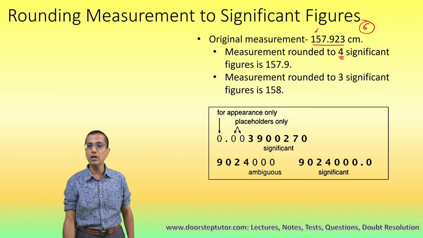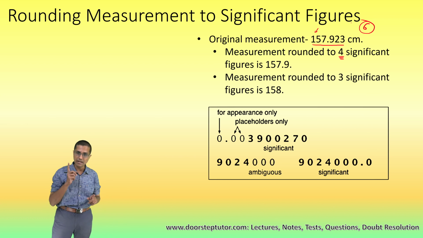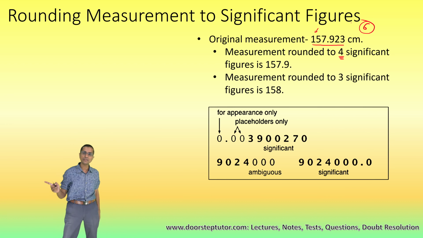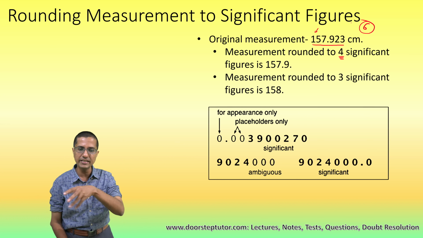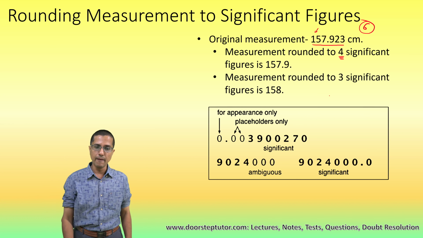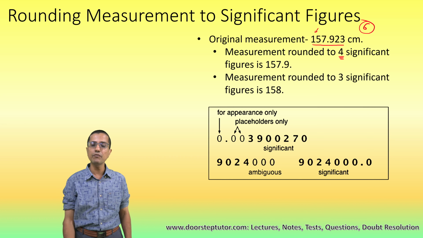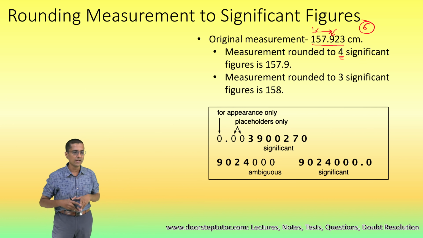So the rules of counting the significant figures come into play here, and there is a separate class on that. So definitely go through that class. Without it, looking at this class is useless. But if you know the rules, there are 6 significant figures here and we want only 4. So we start and we count the digits. So we want the number to be rounded off till here. That is our ultimate objective.